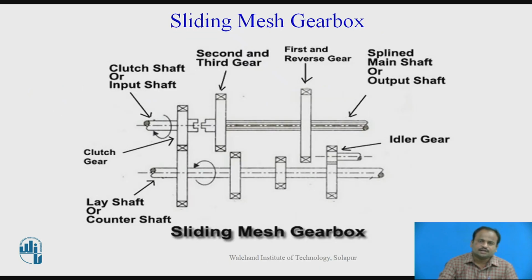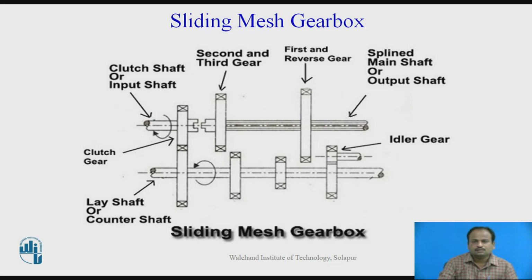Now we will see the sliding mesh gearbox. In this particular sliding mesh gearbox, the clutch gear is rigidly fixed with the clutch shaft that is connected to the driving gear of the lay shaft. On the lay shaft, all the gears are rigidly mounted. On the other side, there is a main shaft. On the main shaft, there is a spline over which the gears are mounted loosely.